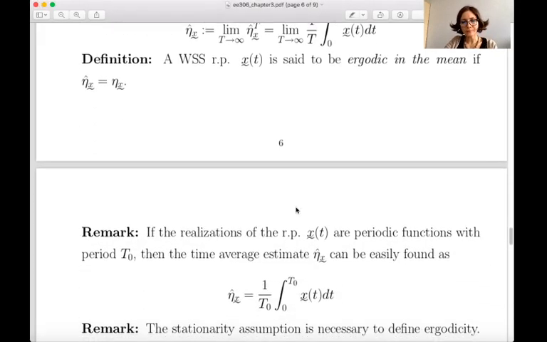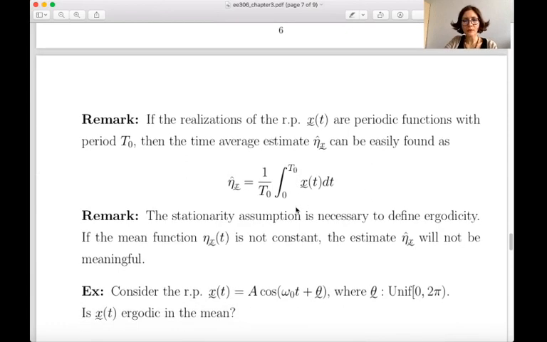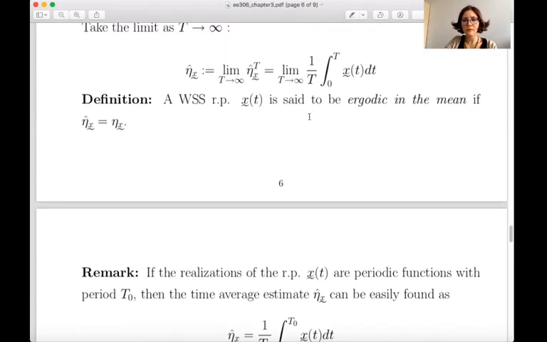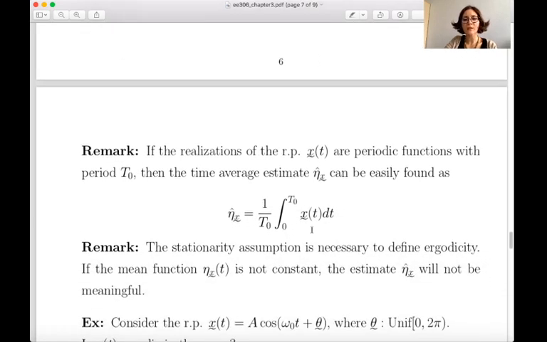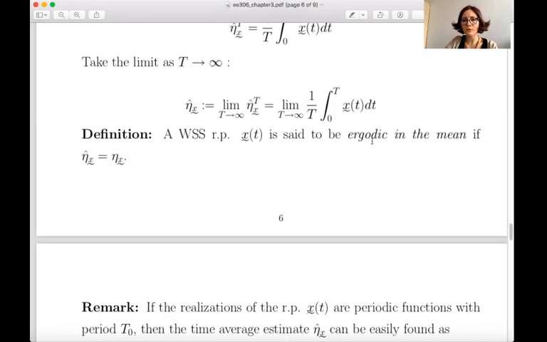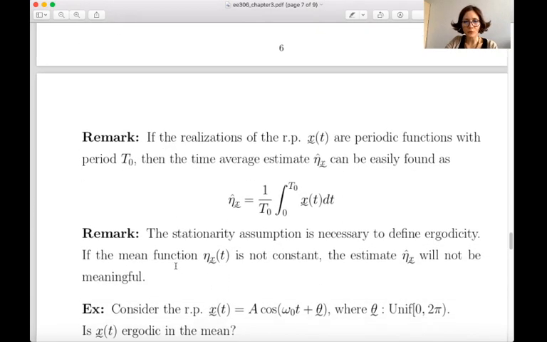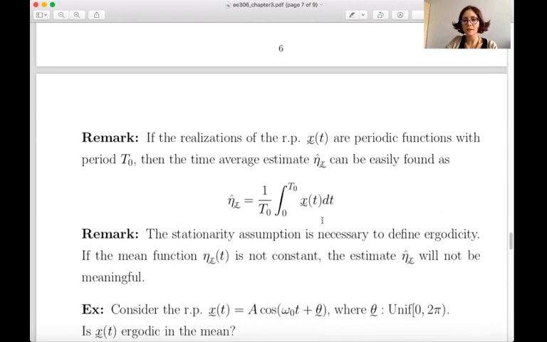Okay, now here is some good news. We might wonder, is this limit easy to calculate or not? In the special case where your random process x of t is periodic, let's make it more explicit what we mean by a periodic random process. If the realizations of your random process are periodic functions, let's say with some period t0, then you don't have to go through this indefinite integral. It's sufficient to calculate the integral over a single period only.